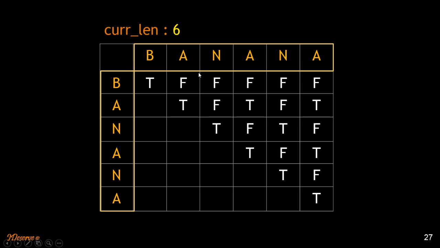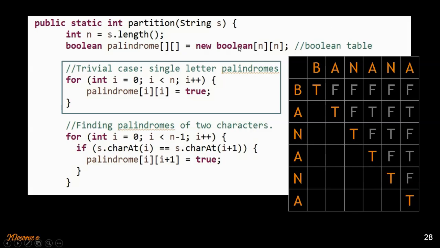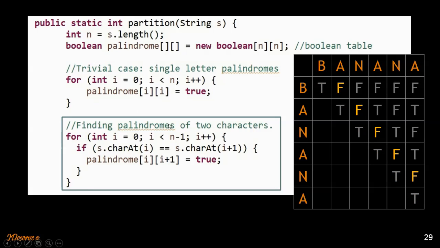But before going there, let's look at the code for generating this table. The code is pretty straightforward. Initially, we are going to cover the trivial case where we set all the single letter palindromes to true, and then we are going to look at two character palindromes and see if the first and the last characters match. If they do, we'll set true. But in this case, none of the two letter substrings are palindromes, so all of them are set to false.